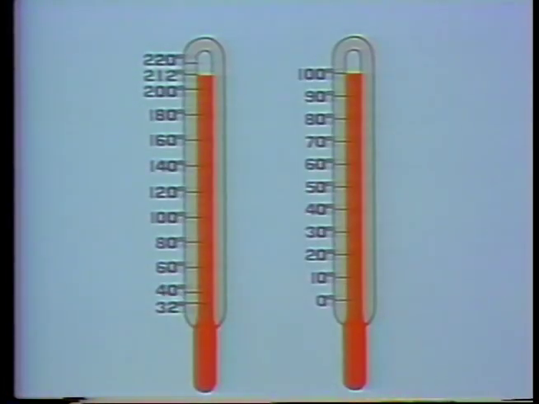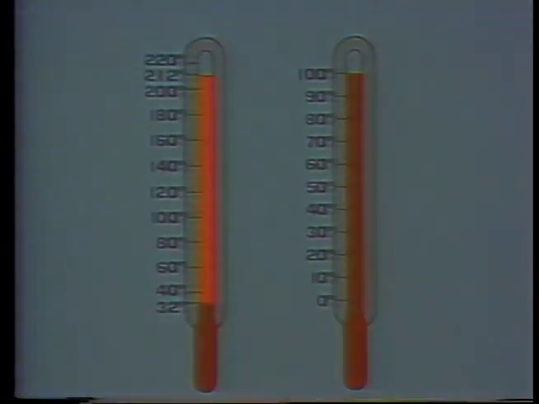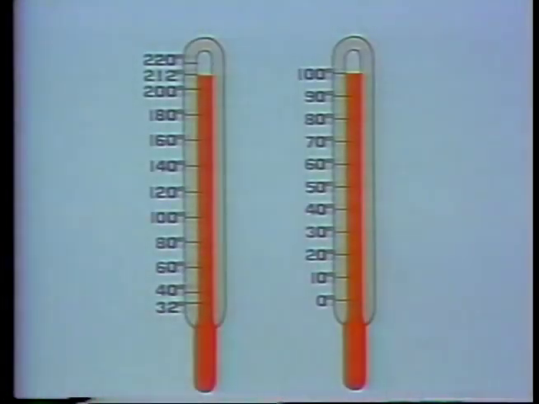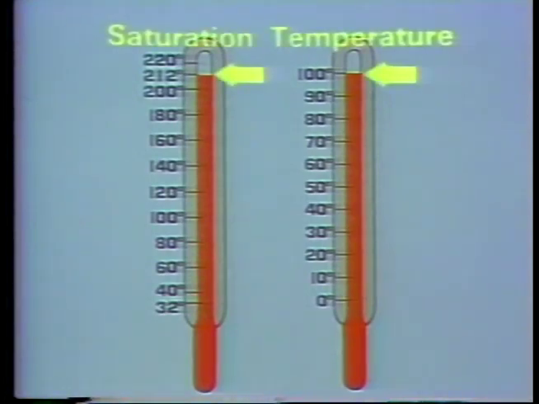Now, there is a range of temperatures at which water exists in a liquid state under atmospheric pressure. On the Fahrenheit scale, which is the one we'll use, this range is between 32 and 212 degrees. On the centigrade scale, the range is between 0 and 100 degrees. The top of this range is called the saturation temperature. At this temperature, water has absorbed as much heat as it can without beginning to boil. If more heat is added, boiling will occur.